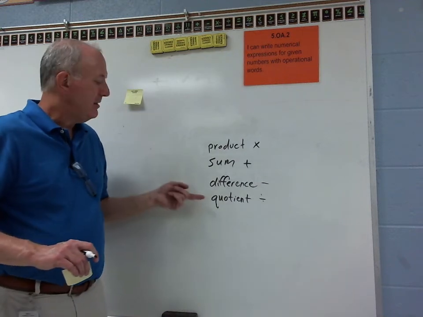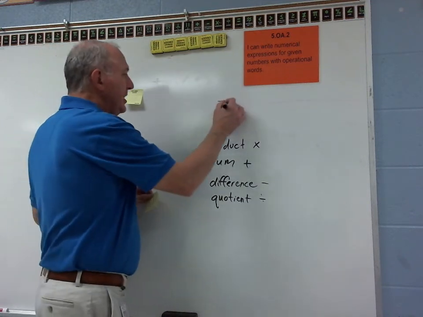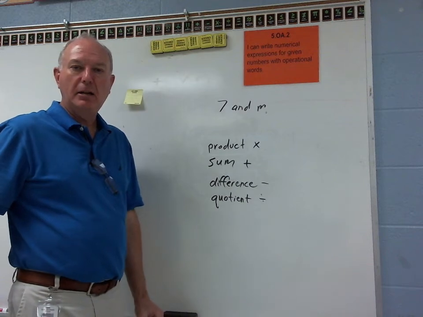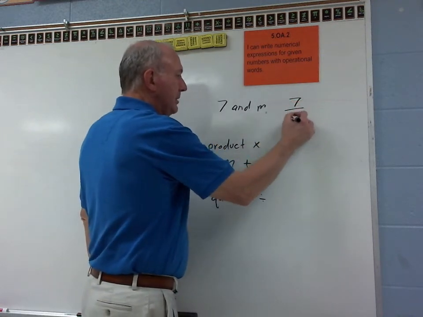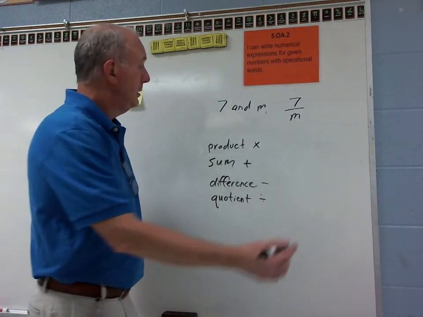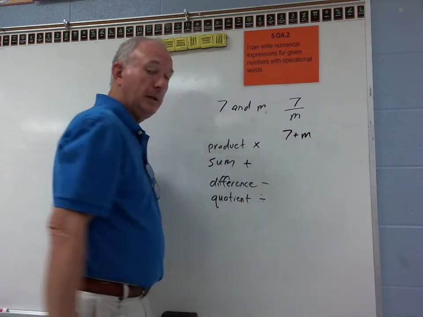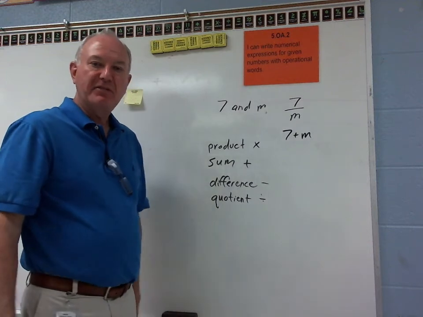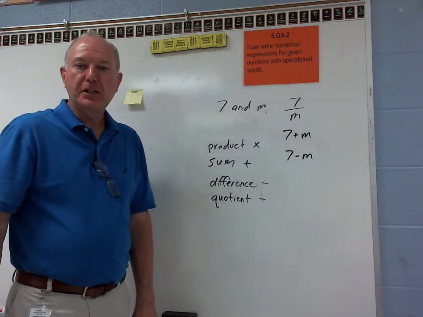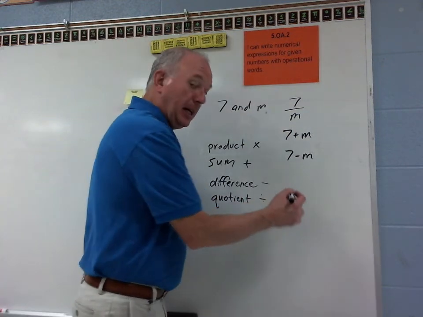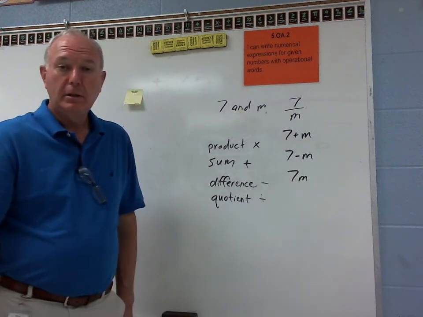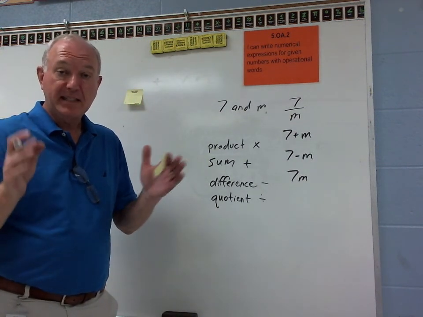So if it's find the quotient of 7 and M, what you're going to do is 7 divided by M. If I say the sum of 7 and M, 7 plus M. If I say the difference of 7 and M, 7 minus M. And if I say the product of 7 and M, most likely today it will look like 7M, with no operation sign, just 7M. That means multiply 7 and M.